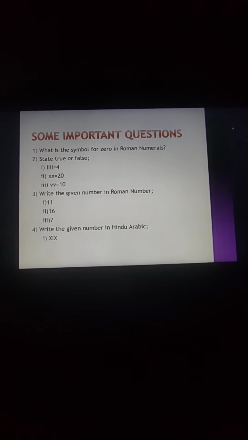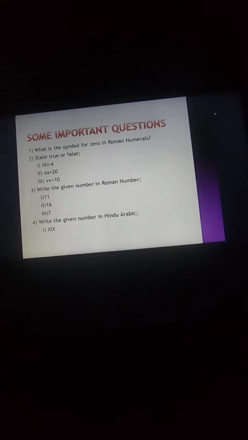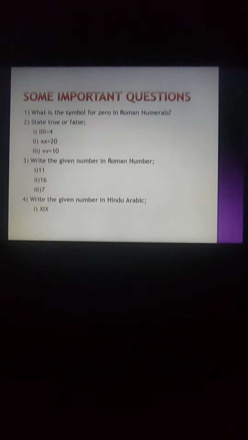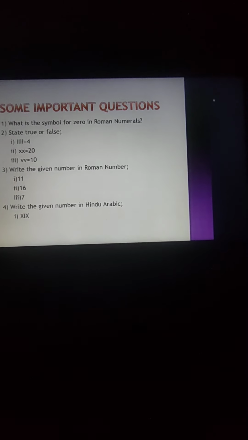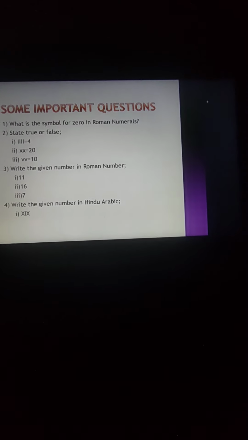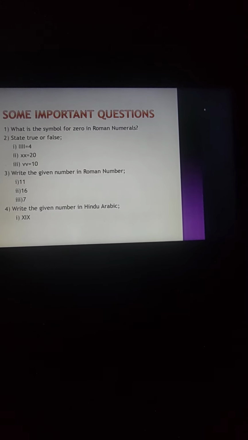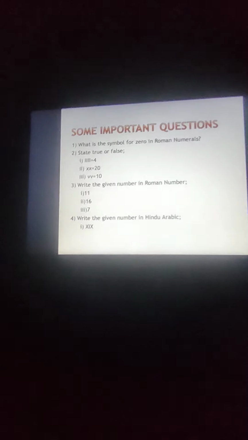You can see here the first question is XIX. XIX is a Roman numeral and you have to convert it into Hindu Arabic numeral. So you pay attention here. X is for 10 and IX is for 9. This is based on the sixth rule of Roman numeral.